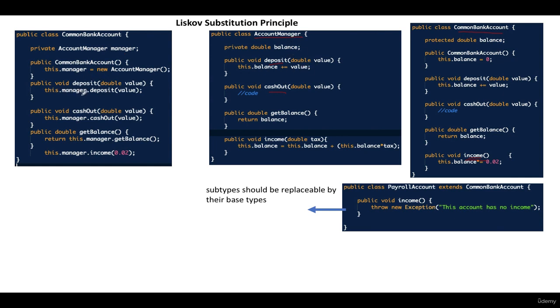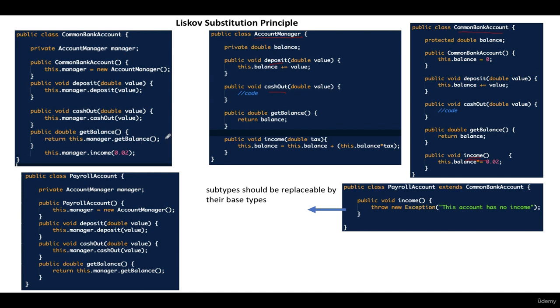So here we are calling this.manager.deposit. So basically we are calling the deposit method of AccountManager. So in this specific class, we are creating the instance of AccountManager, and correspondingly for all those desired methods, we are calling the method of this AccountManager. Now let's say if we want to implement the PayrollAccount, then rather than extending the CommonBankAccount, what we can do is simply create this AccountManager instance. This is composition, and by using this instance, one by one we start calling all the methods that are supported in this AccountManager.